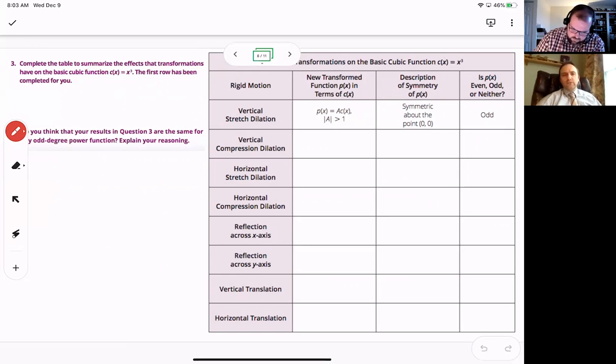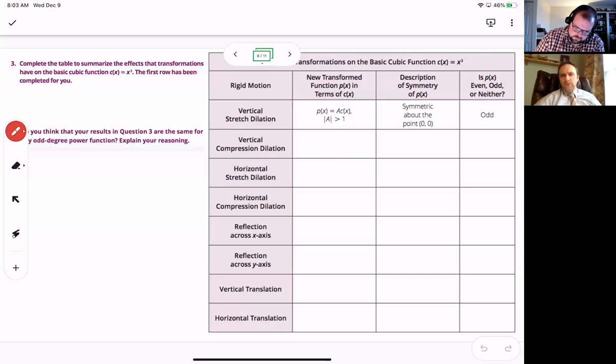So that first row, it says vertical stretch dilation. That means that was the first thing Mr. Carlson did when he multiplied by 2, where the graph went this way. Since 2 is bigger than 1, we stretched this way. Since we're dealing with x cubed, we have symmetry about (0, 0). And then even, odd, or neither, it's odd.